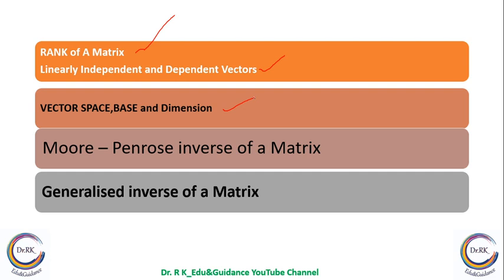And more importantly, we will discuss two types of inverses. One is the Moore-Penrose inverse of a matrix, or simply the MP inverse, or Penrose inverse of a matrix. The other one is the generalized inverse of a matrix. These two are a little bit new to most of us. We are familiar with how to find the inverse of a matrix in the regular way, but these two are a little different and new to us.